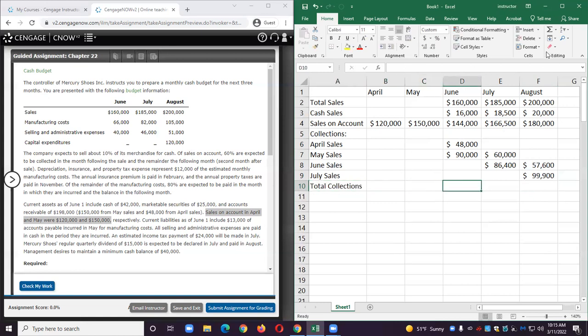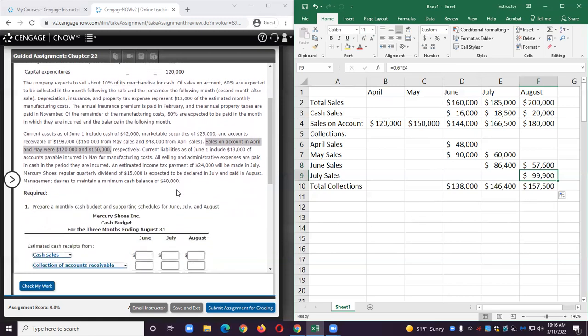So my total collections are just going to be the sum of those collections. So another way to look at this is to say in June, I plan to collect 48,000 from the April sales and 90,000 from the May sales. So a total of 138,000 of those collections of accounts receivable. In July, I expect to collect 60,000 from the May sales and 86,400 from the June sales. In August, I expect to collect 57,600 of the June sales and 99,900 of the July sales.